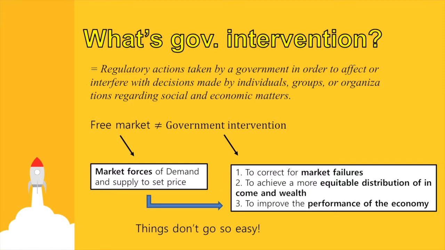So there are mainly three purposes of government intervention. One is to correct for market failures. Second is to achieve a more equitable distribution of income and wealth. And third is to improve the performance of the economy. We're going to talk about these problems in later videos, but today we're just focusing on what is government intervention and then how that affects the market.